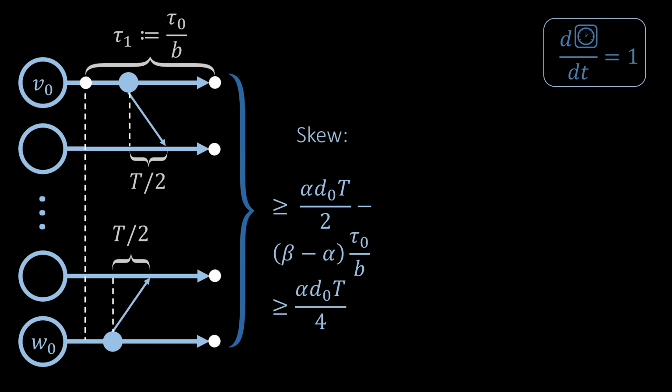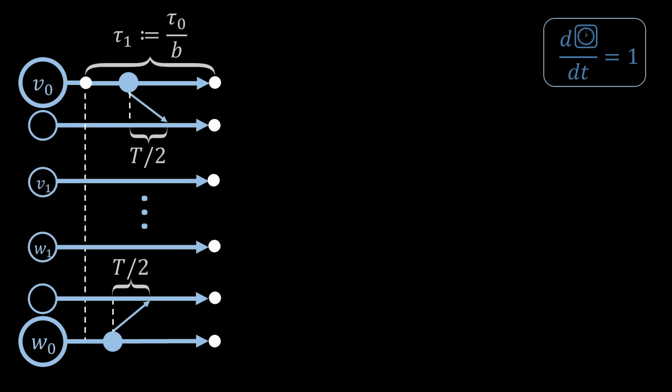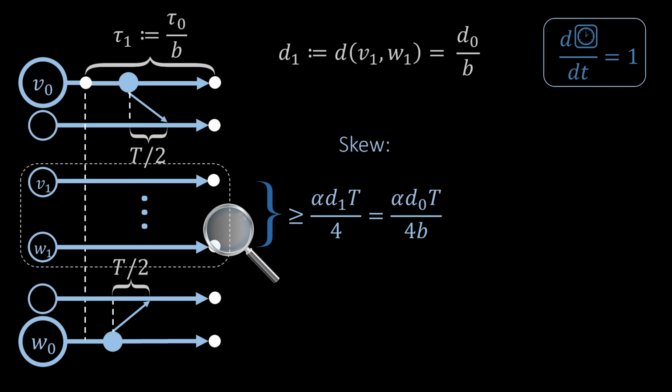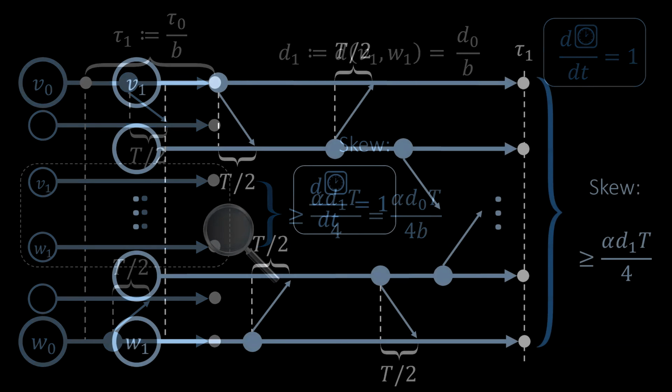Let's now take a closer look at the execution extension. If the average clock skew is at least alpha times D0 times t divided by 4, then there must be two nodes V1 and W1 at distance D1, which is a factor of b less than D0, such that the average clock skew between these two nodes is also at least alpha times t divided by 4. Let's zoom in and examine the execution with respect to the nodes from V1 to W1 more closely.